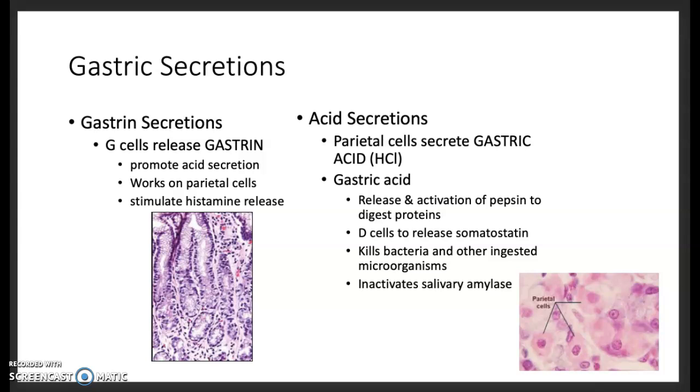Then you have D cells, which release somatostatin. Acid is also responsible for killing bacteria and other ingested microorganisms, so that way you don't get sick every time that you eat something. And it also inactivates salivary amylase, so stopping carbohydrate digestion that began in the mouth.